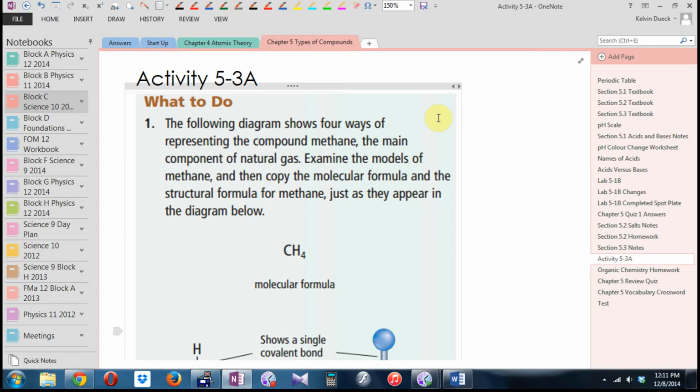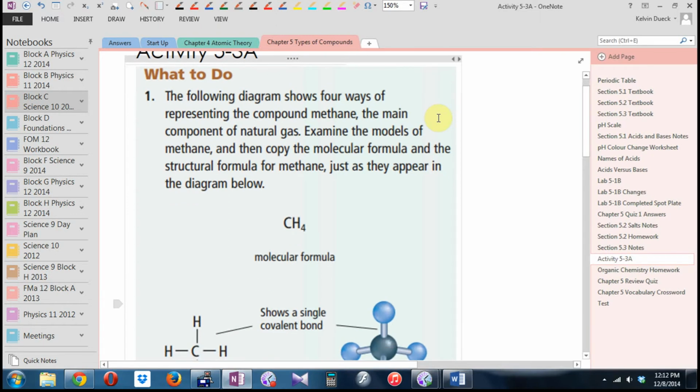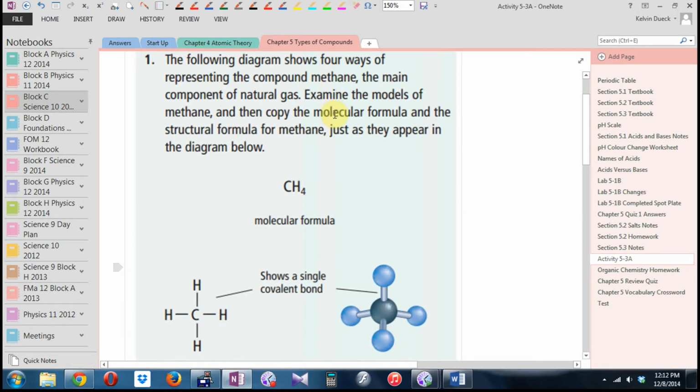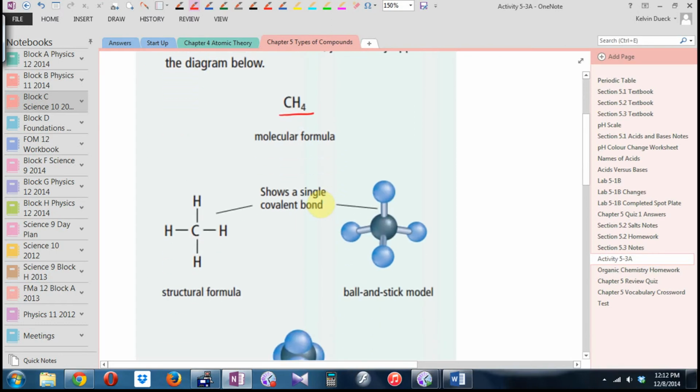And what this activity is looking at is different ways that we can model or write an organic compound. So it says this. The following diagram shows 4 ways of representing methane, which is CH4. The first, the one that we're all familiar with, is the molecular formula. As a structural formula, each one of these is a covalent bond. So each one of these represents, remember, 2 electrons.